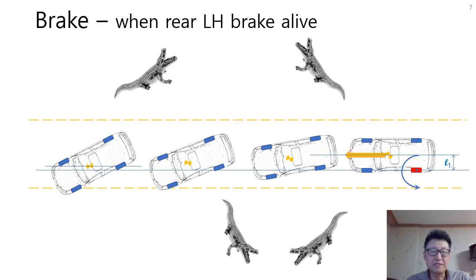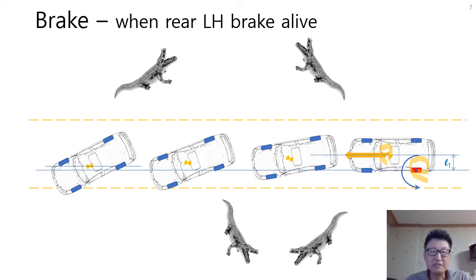This is our fourth case. A rear left brake with red color is only alive. Then what will happen at the panic brake? As before, we have a CG location here. At the braking, the rear left wheel won't move because its brake is alive.